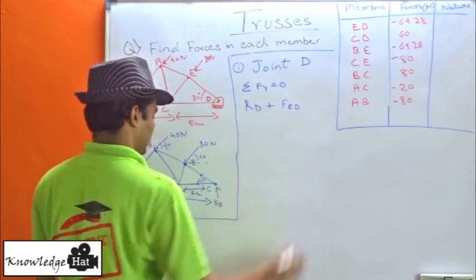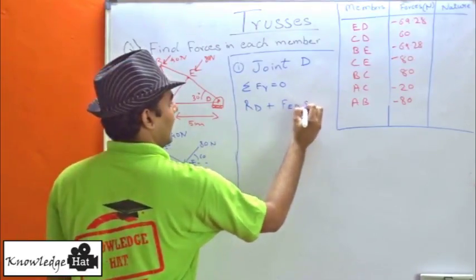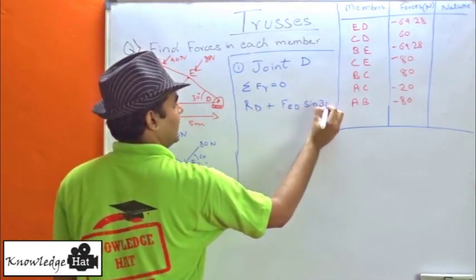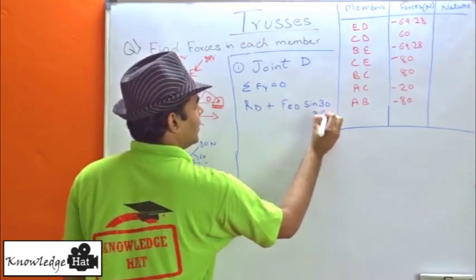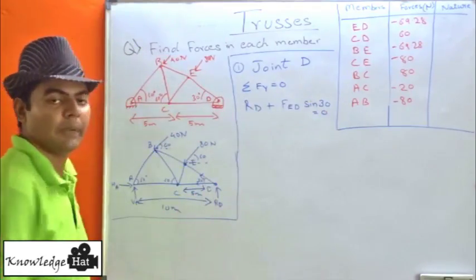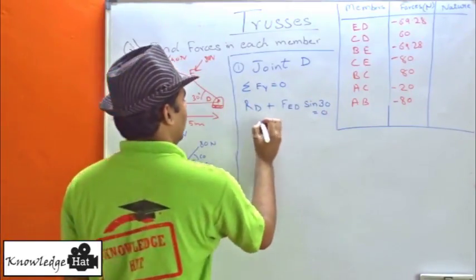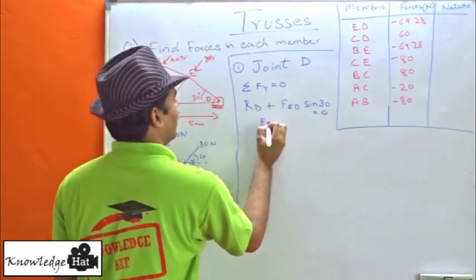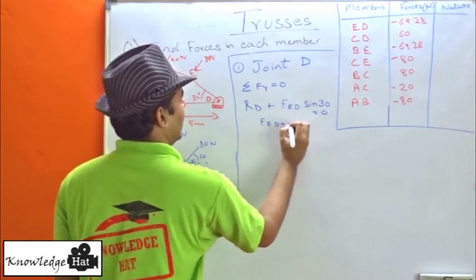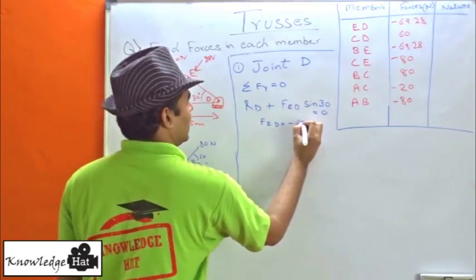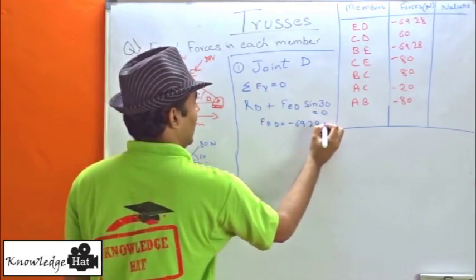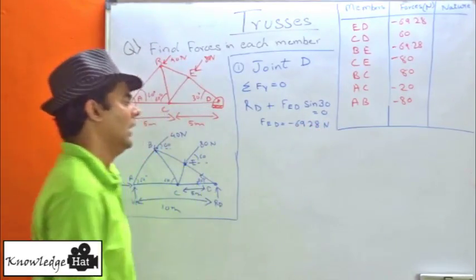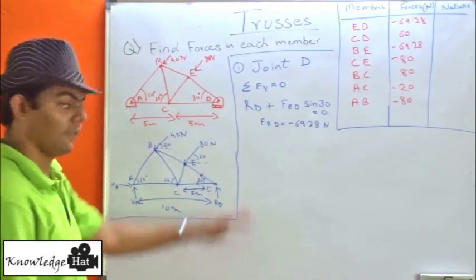FED, making an angle of sine 30, and we equate it to 0. And by simply putting the values in it, we get the value of force FED equal to minus 69.28 newtons. And this is our first member.